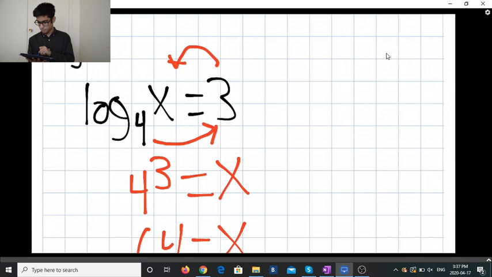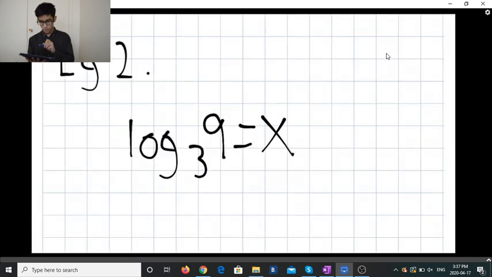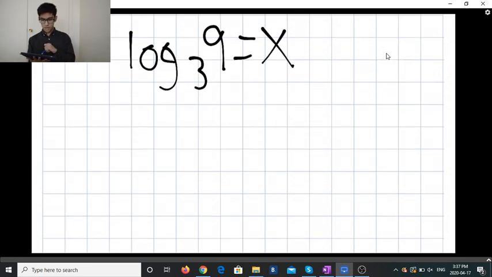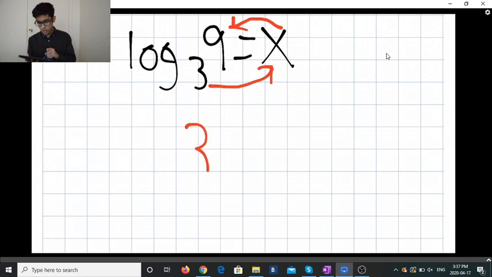Let's do another one. This one's a little bit different, but it's not too hard actually. Log base 3 of 9 is equal to x. Well, how would I find x? Again, remember that there is this circle pattern here. So this goes there, this goes there. So when you're writing it, it is actually 3 to the power of x is equal to 9.